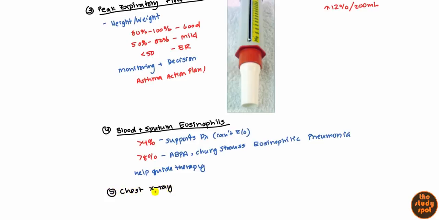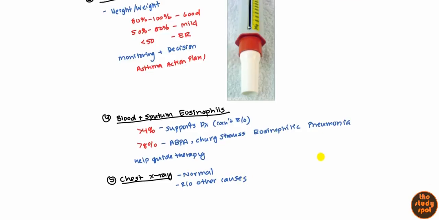Now, in the asthma patient, the chest x-ray is normal. So the only benefit is that it helps rule out other causes such as pneumonia and other things that might actually be causing these symptoms. So chest x-ray is there.